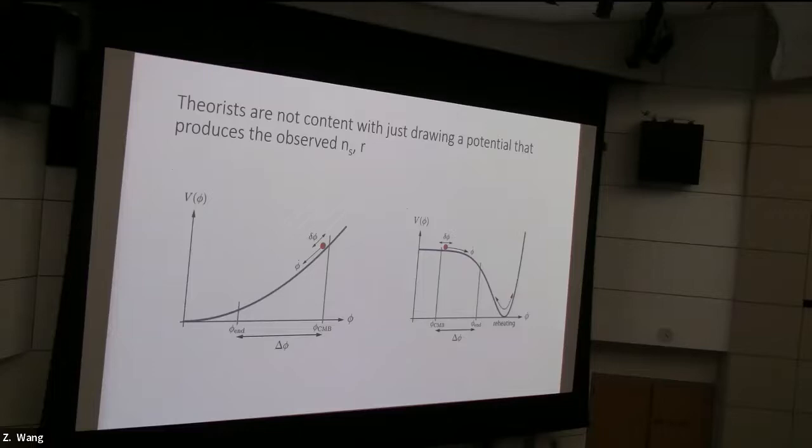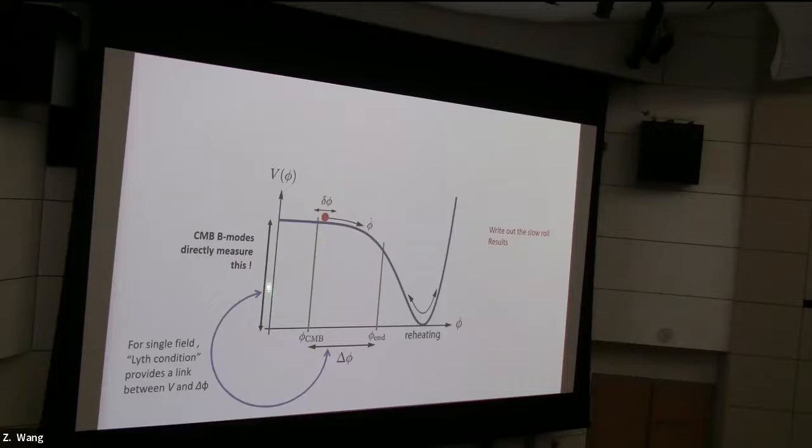And right now, these models have been broadly characterized into so-called large field inflation and small field inflation. And there is a nice relation between the measured V, or the Hubble or inflation energy scale, and the range for the phi field to change or to move during inflation.